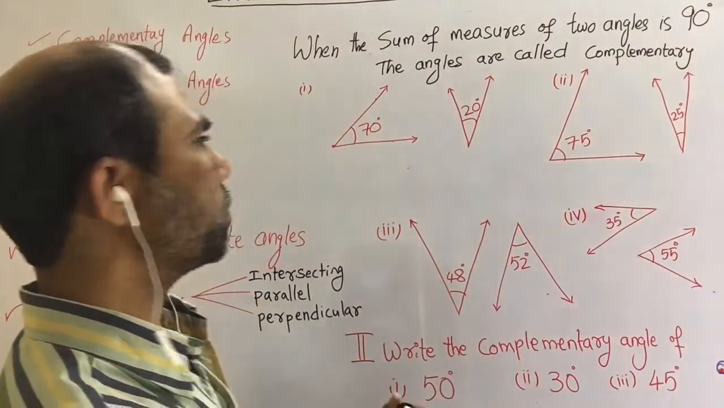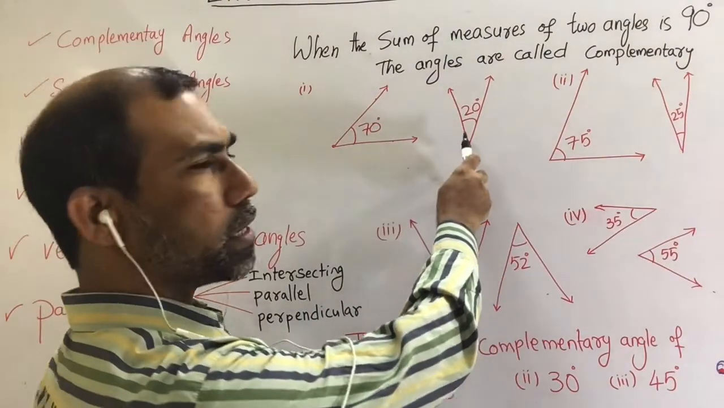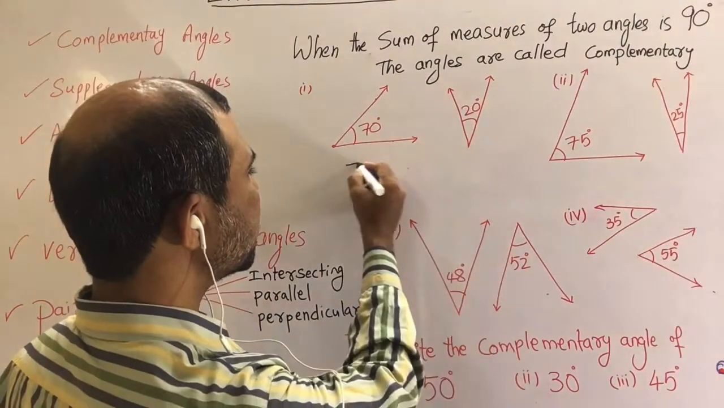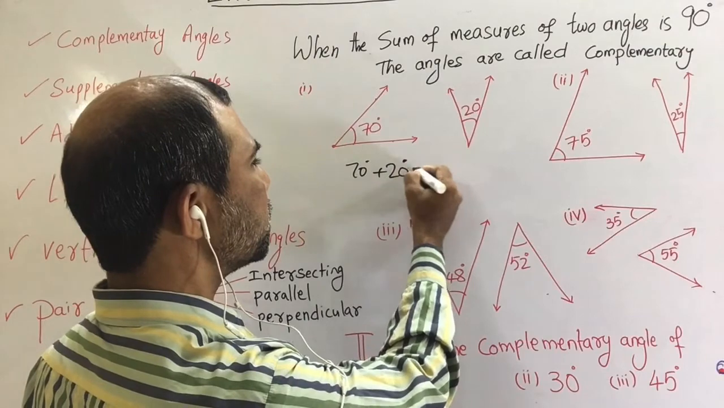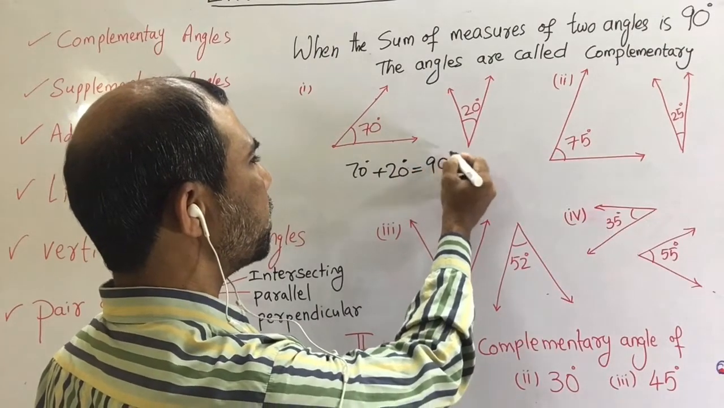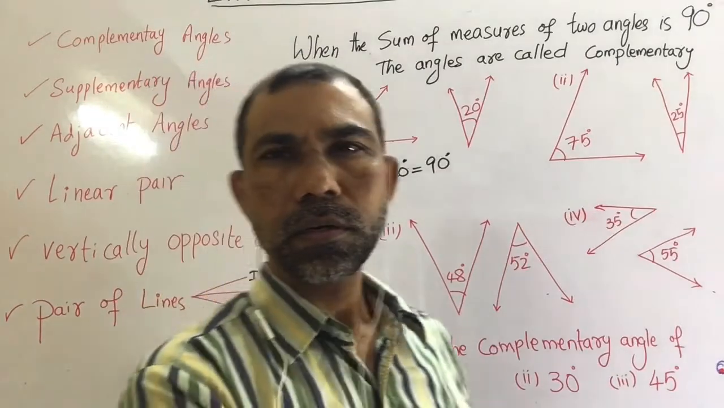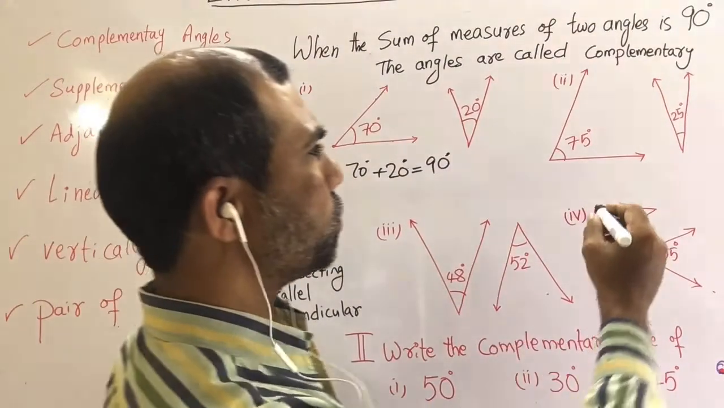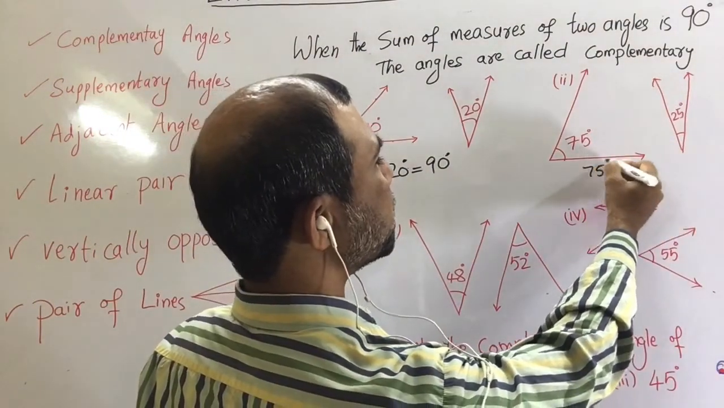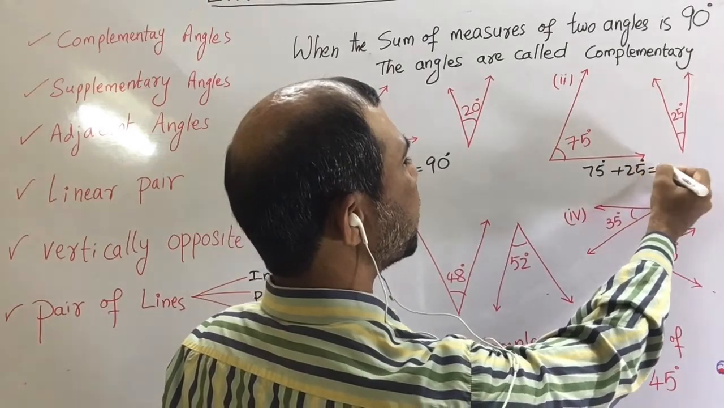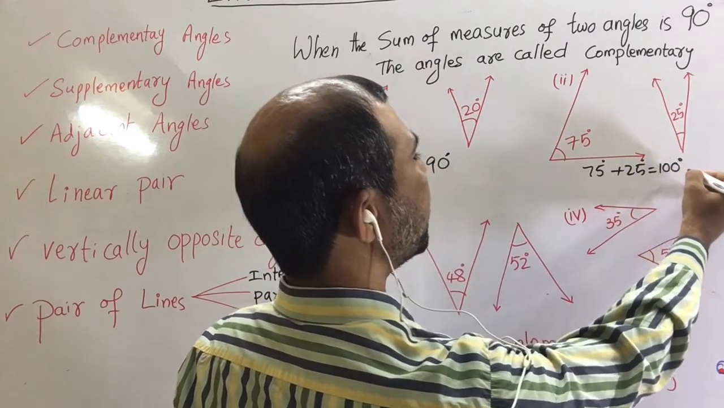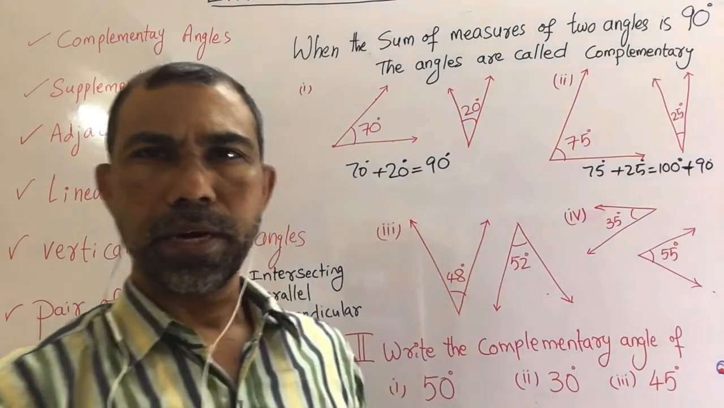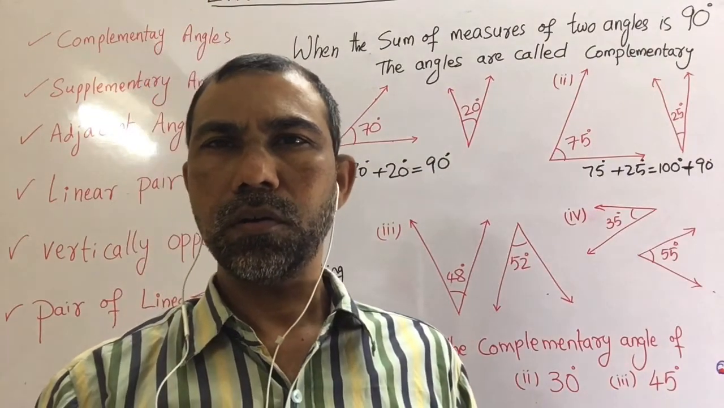In the first question, we have two angles, one is 70 degrees and another is 20 degrees. Let us see the total of the two angles. 70 degrees plus 20 degrees gives you the total measure of 90 degrees, which is right angle, and they are complementary angles. Similarly, if you check the second question, it is 75 degrees plus 25 degrees. It gives you the measure of 100 degrees, which is not equal to 90 degrees. So, 75 and 25 degrees are not complementary angles.